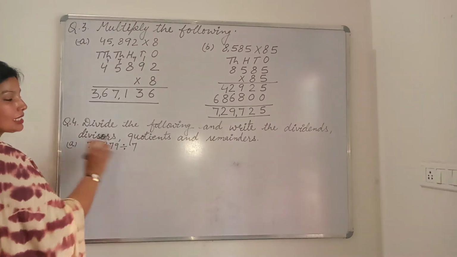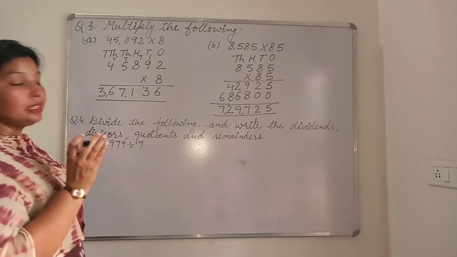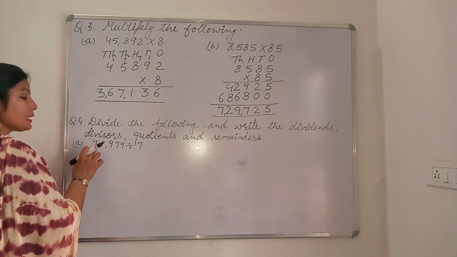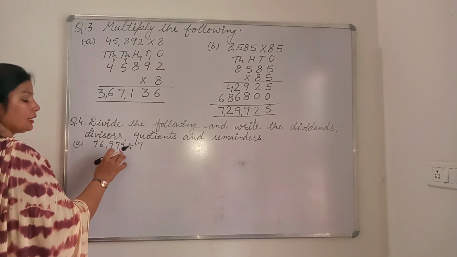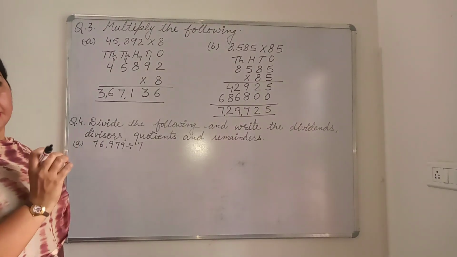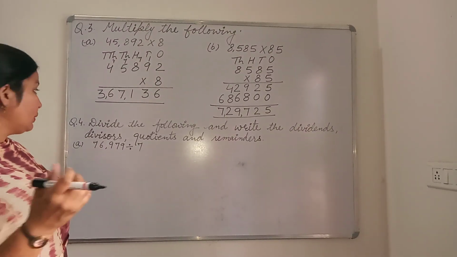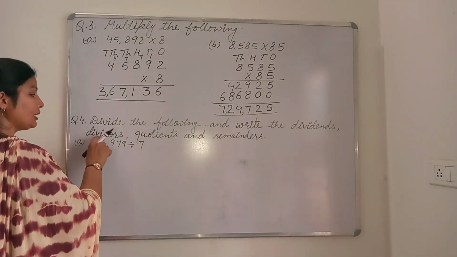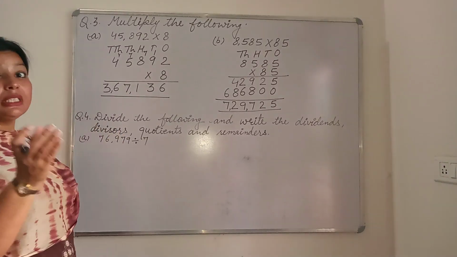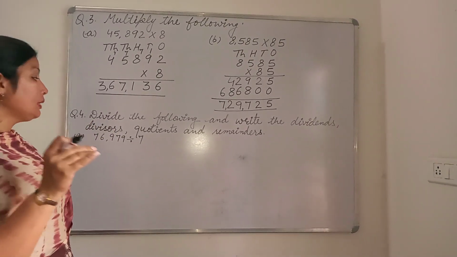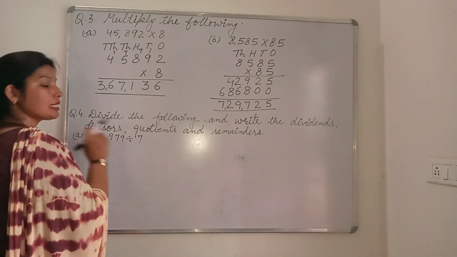76,979 divided by 7. So what's the dividend? Dividend is 76,979. The number to be divided is called dividend. Now next you have to tell divisor. So the number by which we divide, that's called divisor. So here divisor is 7.